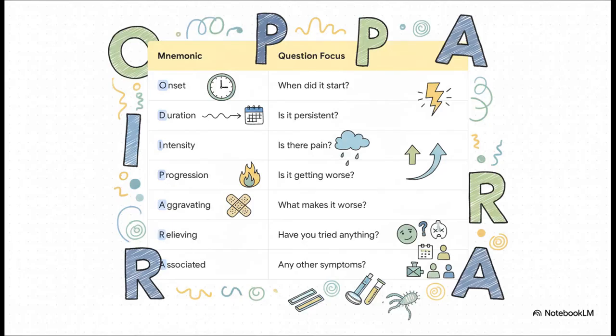So this is ODI-PAR. You just work your way through it. Onset. When did it start? Duration. Is it there all the time? Progression. Is it getting worse? Following this method shows the examiner you're methodical and you won't miss anything. It's a great way to score points.